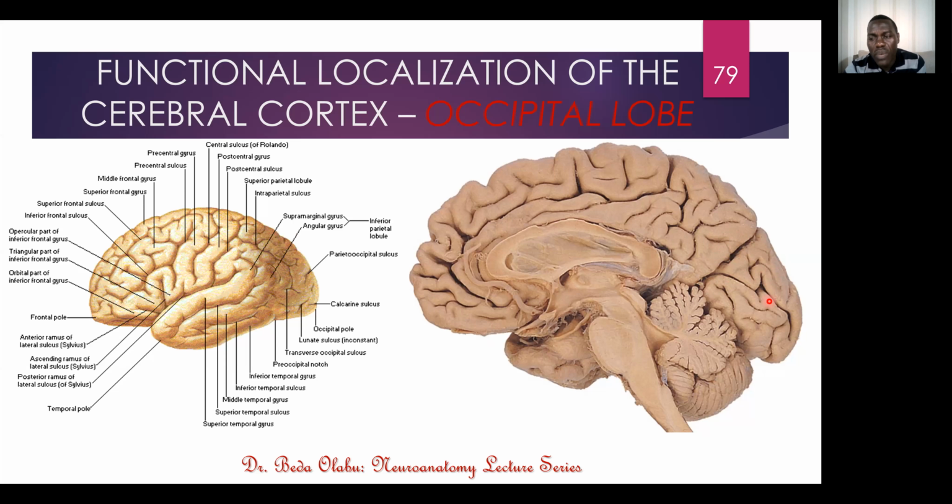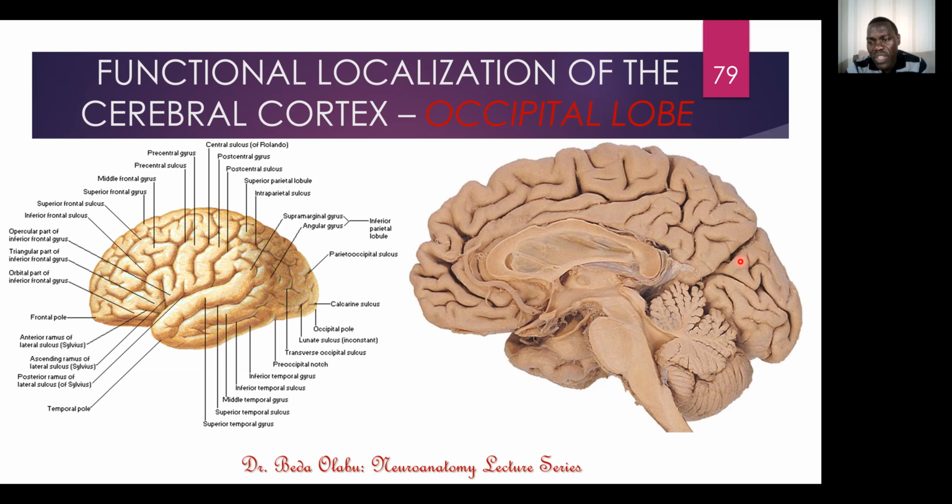So which gyri do I want you to know in the occipital lobe? First, look at this other sulcus. Now, this one I want you to remember the name. There's this sulcus that goes through the occipital lobe. This sulcus is called the Calcarine Sulcus. That's the spelling of the Calcarine Sulcus. From the lateral view, it's not dominant so much, but medially, it's a big thing. So I want you to remember Calcarine Sulcus.